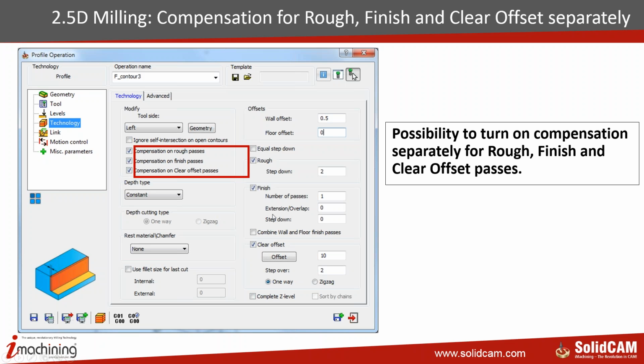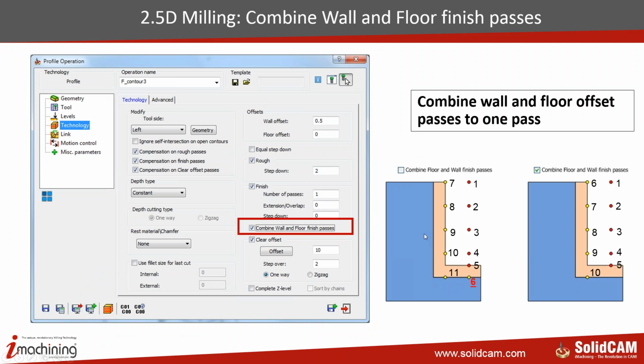Now, besides that, we've also added an option we call combined wall and floor finish passes. If your tool is large enough to cover the entire floor, we can combine that. Our finish pass will do both floor and wall finish on that pass. And you'll see in a few moments exactly what I'm talking about.